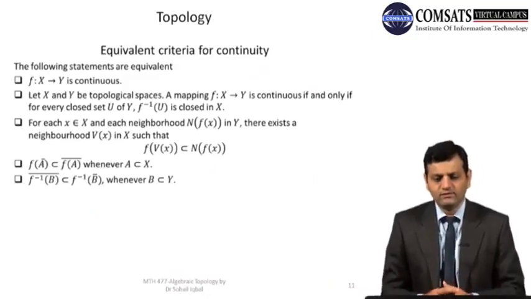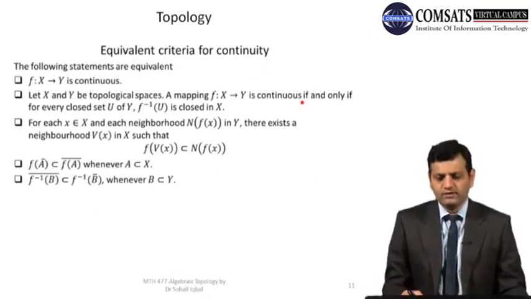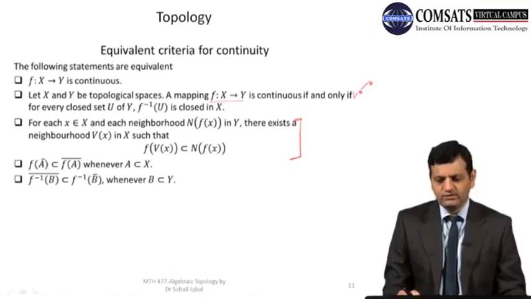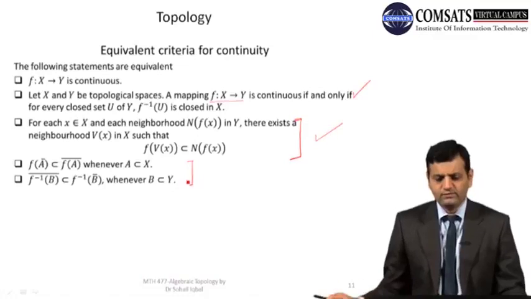Next we have some equivalent criteria for continuity. As I said earlier, in most of the books this criterion is taken as the main definition. Just like open sets, we can also do the same definition for closed sets. A map f from X to Y is continuous if and only if the inverse image of every closed set of Y is closed in X. Most of the time we'll be using our main definition, so we'll rarely be using these two equivalent criteria.